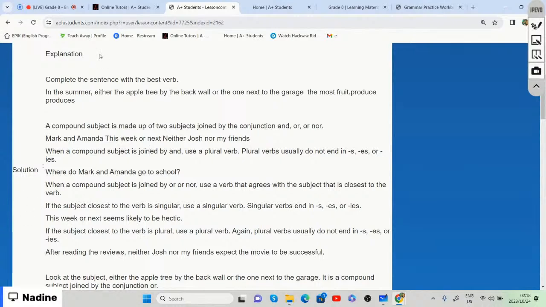And when a compound subject is joined by and, we use the plural verb. And the plural verbs usually do not end in s or es or ies. Another example is, where do Mark and Amanda go to school?